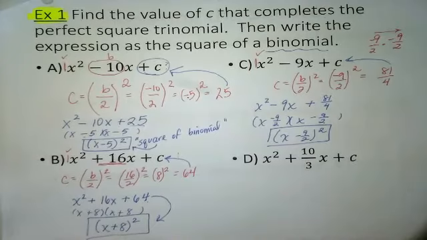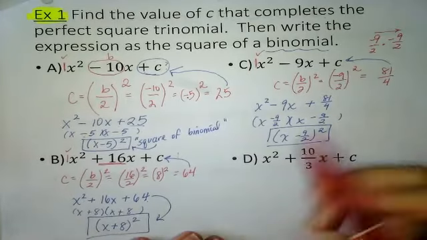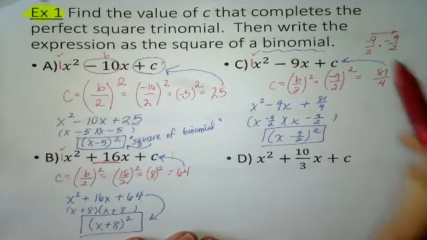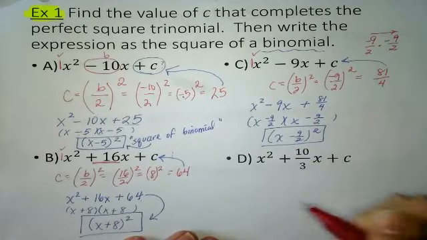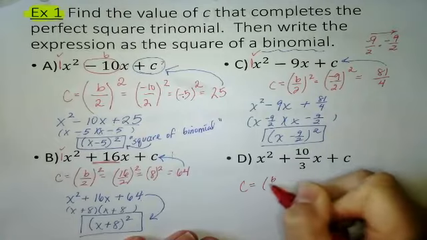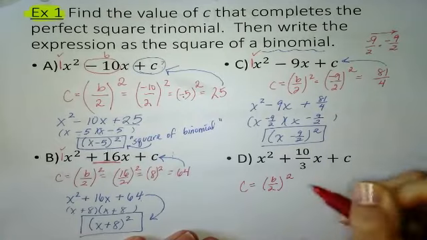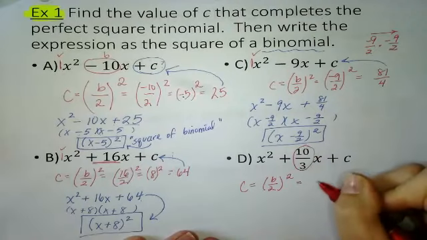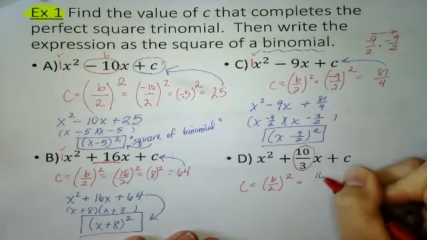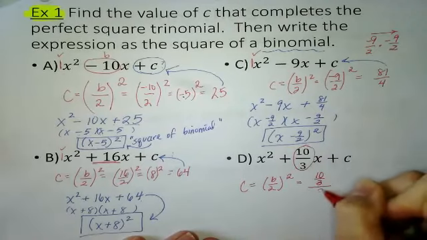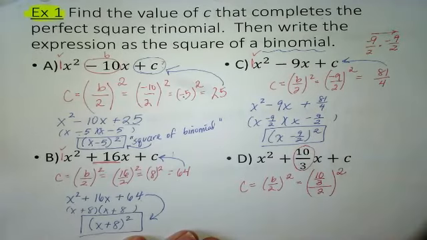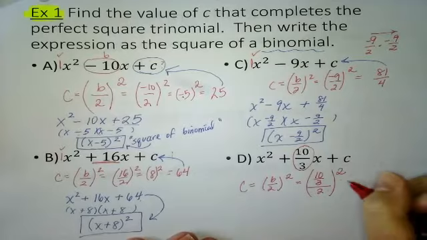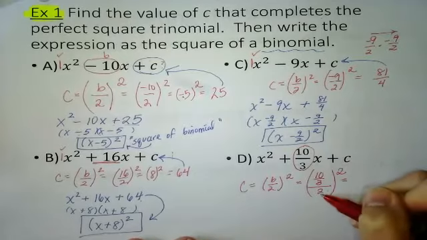All right, last and certainly not least, this one's definitely more challenging. I like it because it's going to force you to work with some fractions. So write this stuff down. This is important. All right, let's figure out the c. It's b divided by 2 quantity squared. So my b value is this whole thing. That's 10 thirds divided by 2 quantity squared. Well, that's really gross.